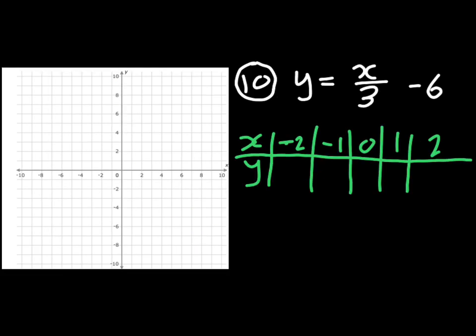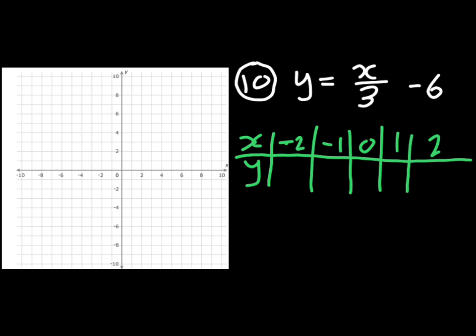Lastly, for question number 10, we are asked to plot the function y equals x over 3 minus 6. Now, don't let the x over 3 confuse you. It is going to be the exact same procedure as we've been carrying out for the last couple of questions. So, step 1, we once again create our table. Once we have completed our table, we then need to find all of our values for y.